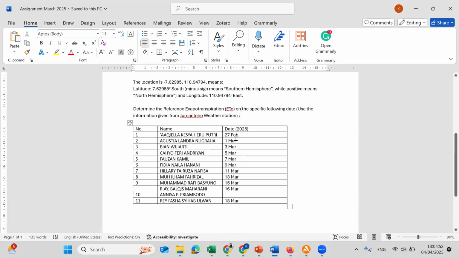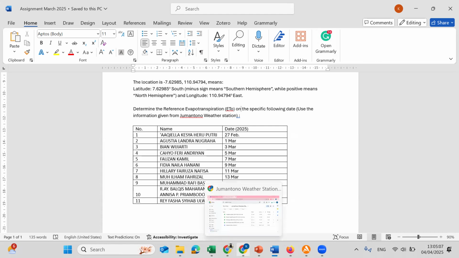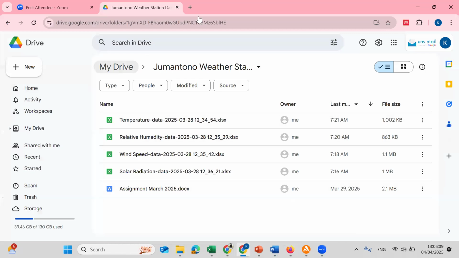Aquila 27 February, Landra 1st March, Bian 3rd March, and the last is Ray, 18 March. So I downloaded the data and I already converted it to Excel and uploaded the data to the drive. You can check the data from here.